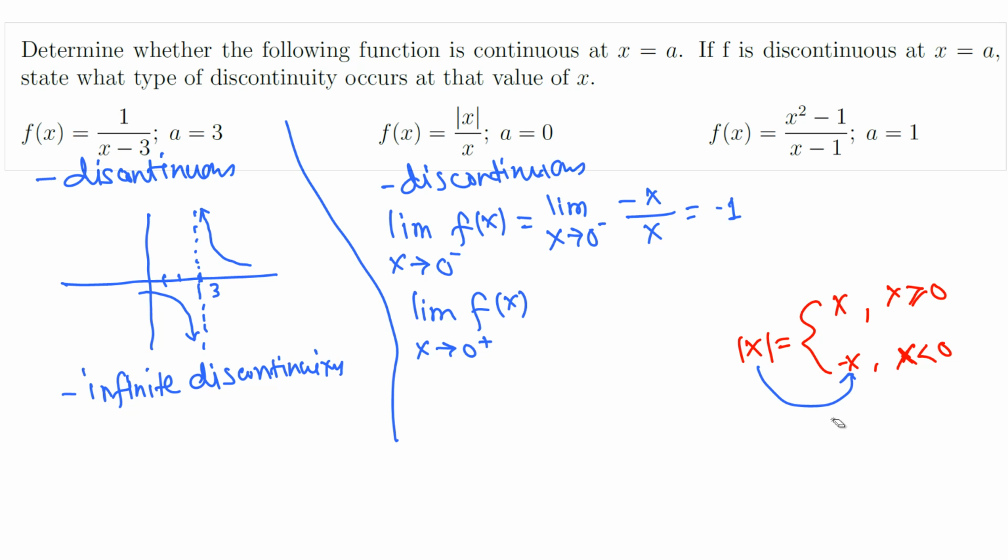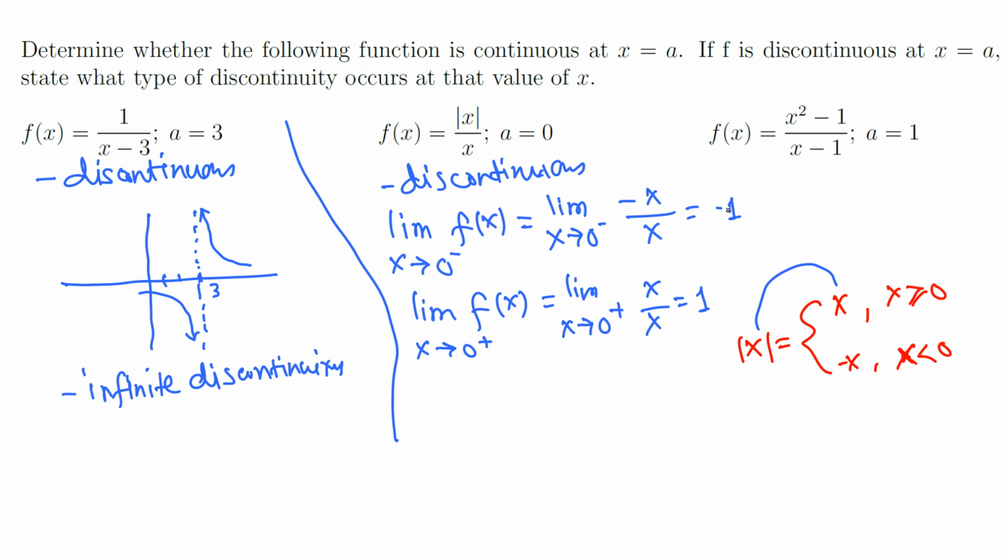And for this right-hand limit, x approaches 0 from the right side, which means x is bigger than 0. So when x is bigger than 0, absolute value of x is just x. So in this case, the function is just x over x, so 1. Look, that means negative 1 and 1. That means the limit of the function at 0 does not exist.